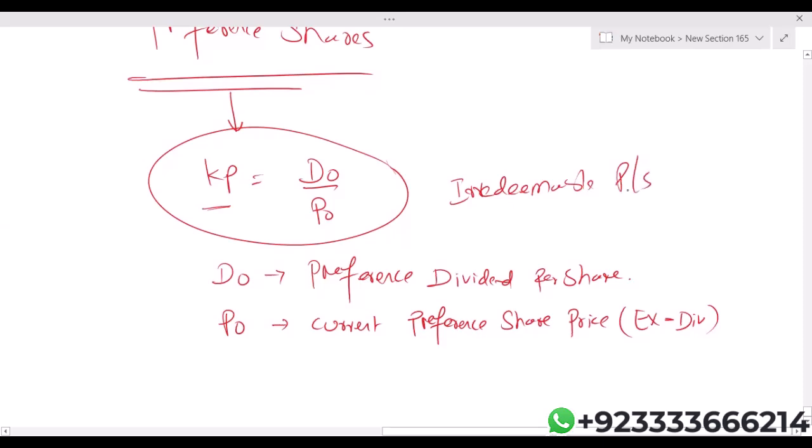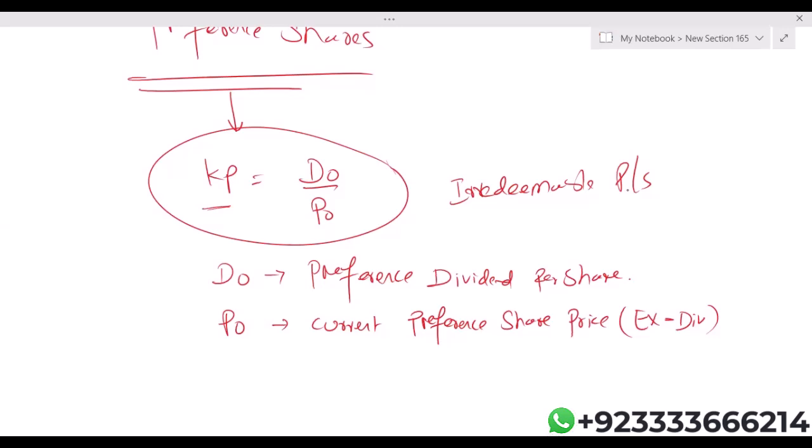Logically, when I'm using the formula Kp is equal to D naught upon P naught, just try to recall the formula of irredeemable bonds. The only difference is, obviously, tax does not come in case of preference shares. In case of irredeemable bonds, we actually use the same formula, the exception being the tax rate. So Kp is equal to D naught upon P naught. We are using this formula for irredeemable preference shares.